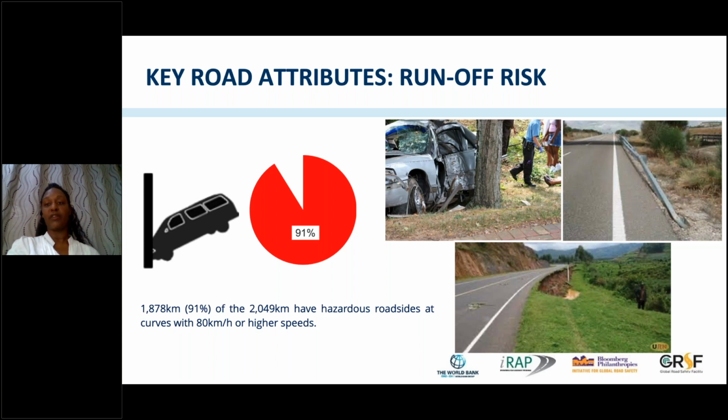So there are sections of road out there which have sharp curves, high speeds, and very hazardous roadsides, either cliffs, thick trees, or just dangerous places. And this is where people are most likely to lose control because of the sharp curves and high speeds. And when they do lose control, there's nothing to protect them from hitting a tree, for example, or going over the edge and off a cliff. So 91% of the roads in these sections is actually quite a high percentage.